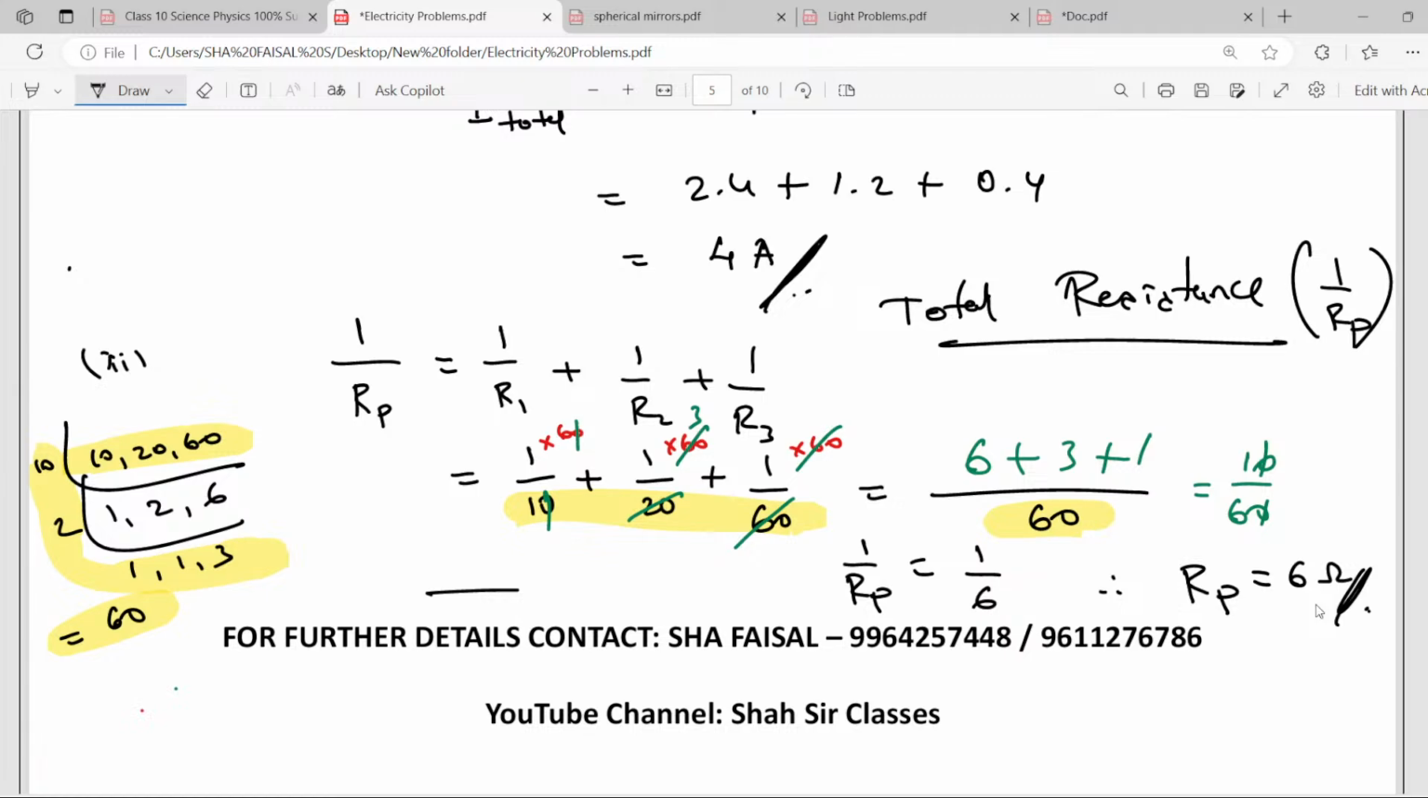Children, am I audible? Can you see the screen? Please give a thumbs up. There was a network fluctuation, and that is the reason the network got disconnected.